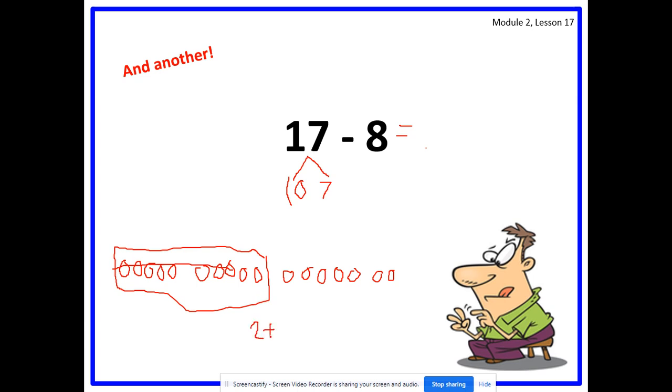Get ready. 7. And 2 plus 7 equals, get ready, 9. Remember, you can also count on to find your answer. You know you have 7, and then you count on 8, 9. So 17 minus 8 equals 9. Way to go, boys and girls, at practicing, but using the take from 10 strategy.